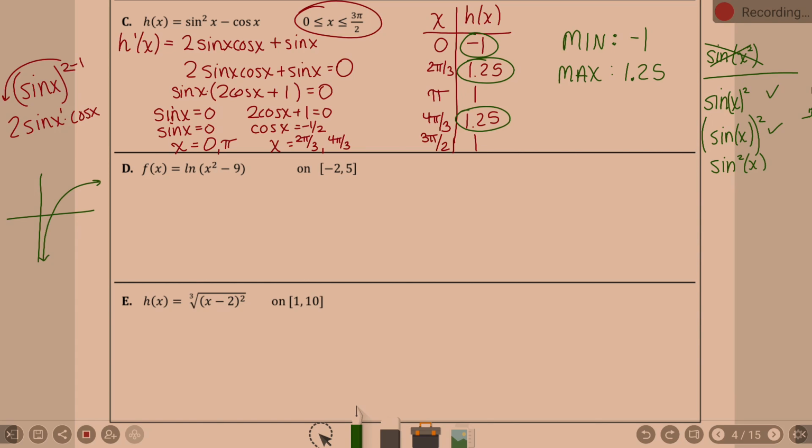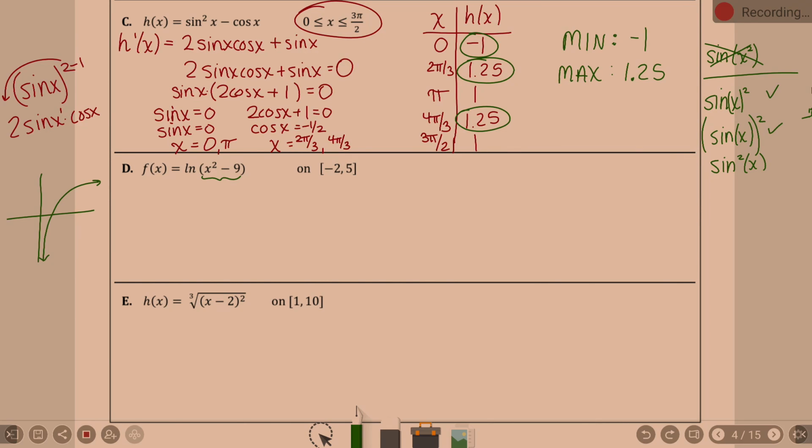What do we know about the inside of a log? But the inside of a log can never be, what kind of value can this not be? X squared minus 9 is never going to be able to be 0, well, 0 or negative, right? A log cannot be negative on the inside. Are there any values that are going to make this negative in this interval? -2 and -1, and 0, and 1, and 2, and 3. I graphed it to see.